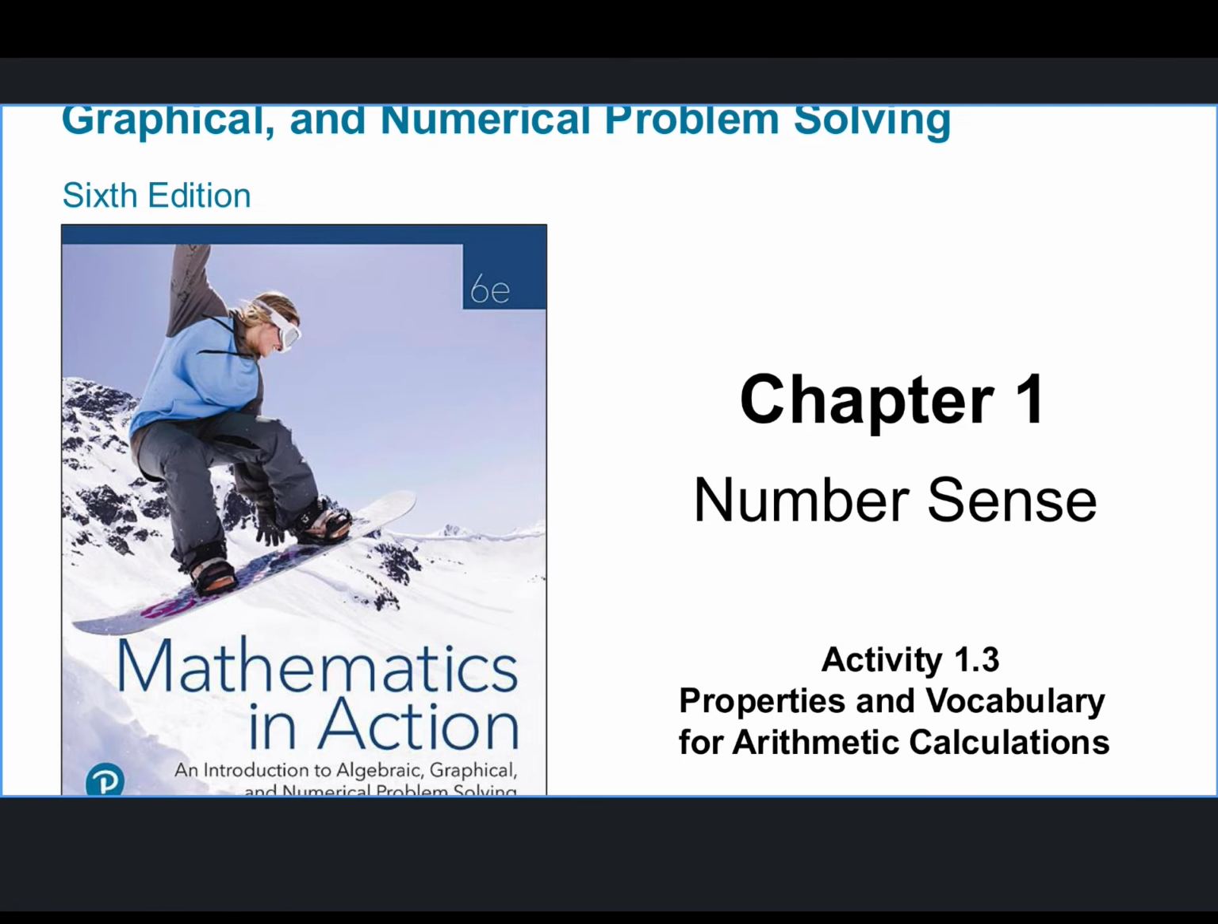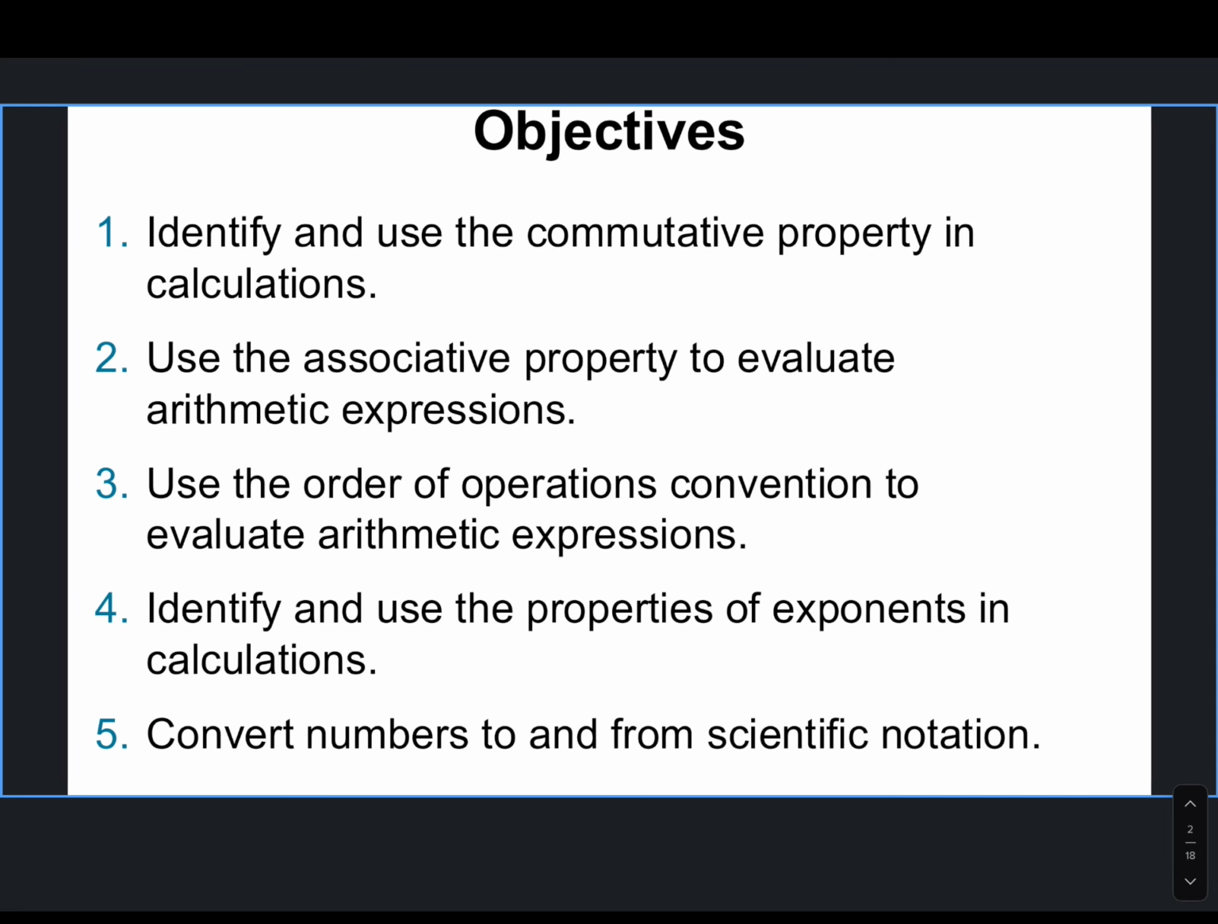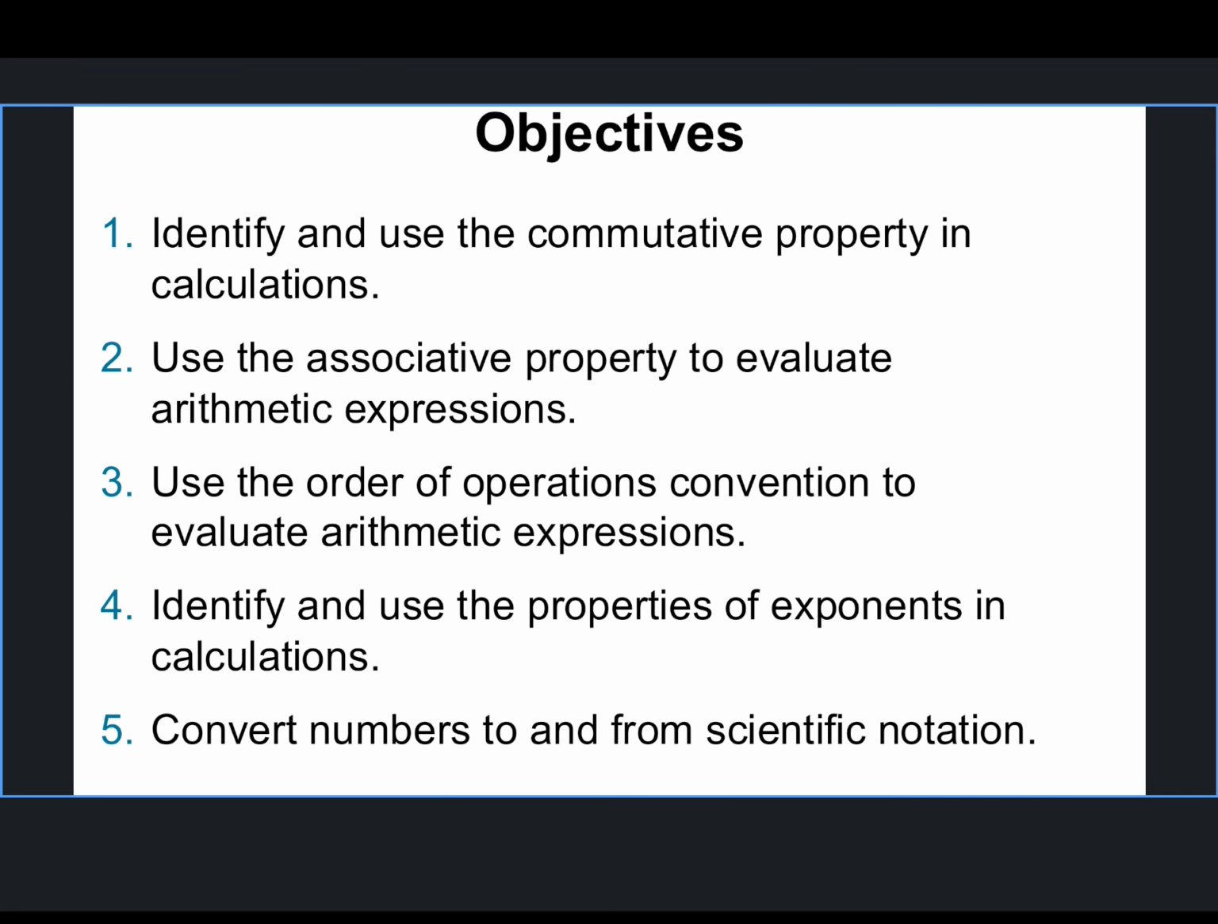Okay, we're going to start now with section 1.3, properties and vocabulary for arithmetic calculations. So our objectives in this section are to identify and use the commutative property in calculations, use the associative property to evaluate arithmetic expressions, use the order of operations convention to evaluate arithmetic expressions, identify and use the properties of exponents in calculations, and convert numbers to and from scientific notation. Does anyone have any questions so far?